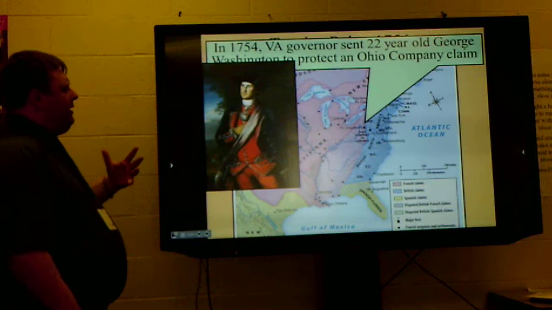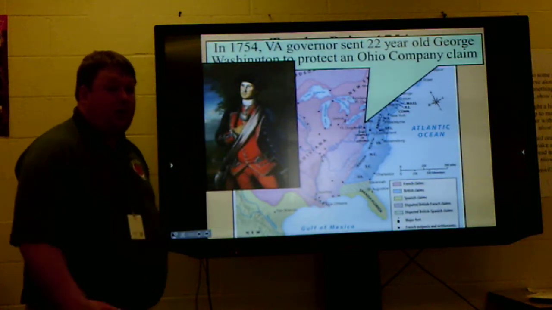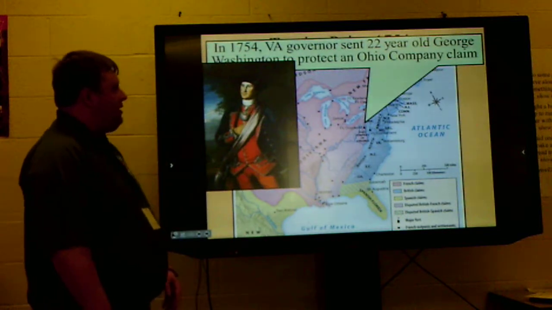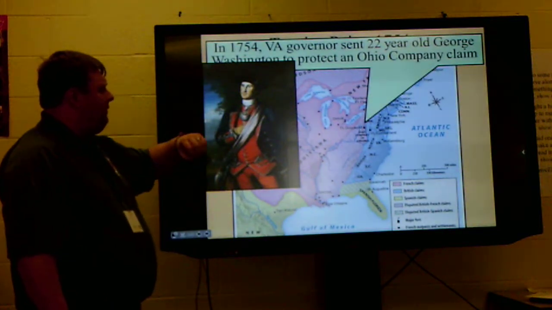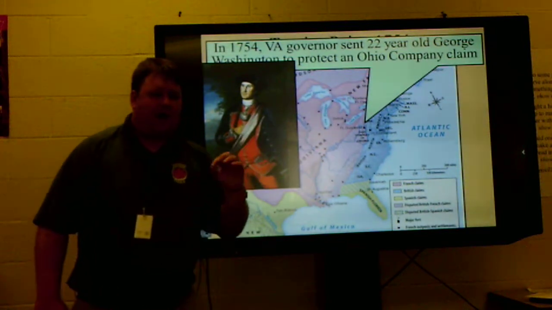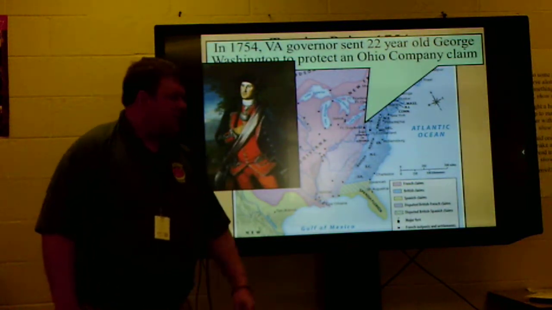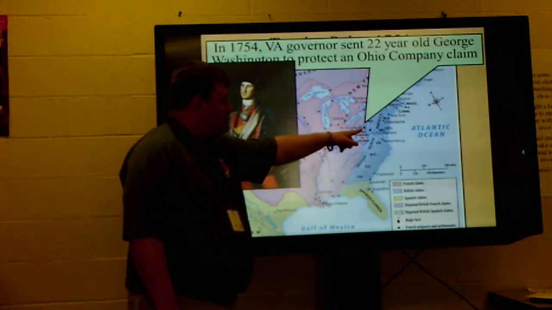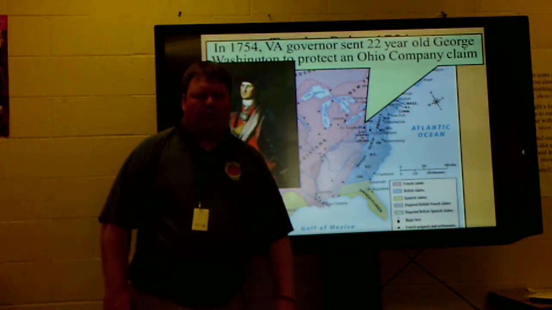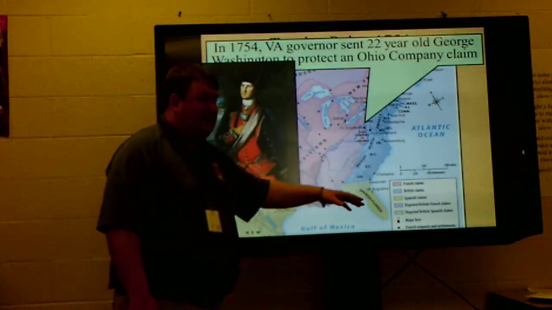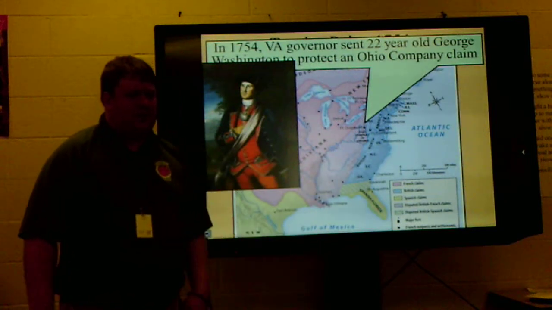So what happens to get things going? Well, enter George Washington, who was a young man then. He was only 22. And in 1754, the Virginia governor sent him to protect an Ohio Company claim for the British. So he goes to Fort Duquesne, D-U-Q-U-E-S-N-E, Fort Duquesne. And he goes there to basically tell the French, hey, look, you're in British territory, you need to leave.